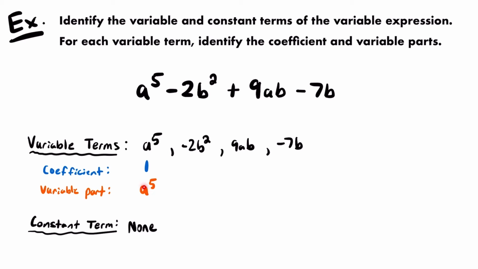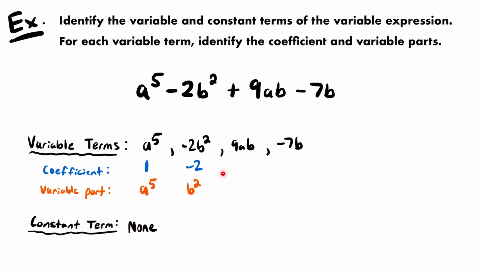All right, that is the part of the term that involves a variable. For the next term, we have negative 2b squared. Negative 2 is the number out front, so that is the coefficient. It's negative 2, which means that b squared is the variable part. So I'll write down b squared.